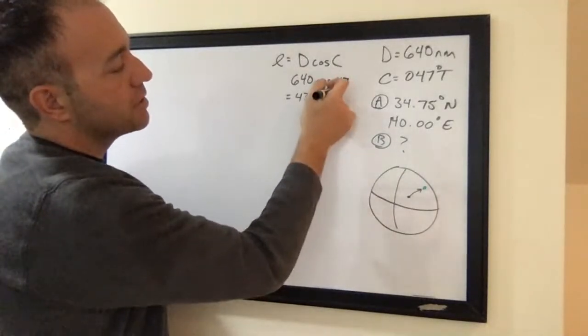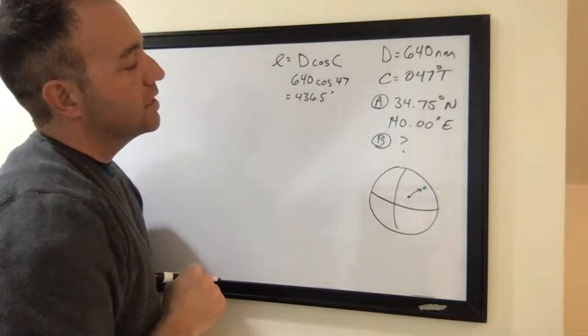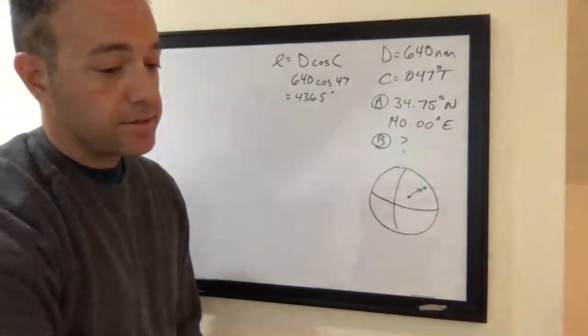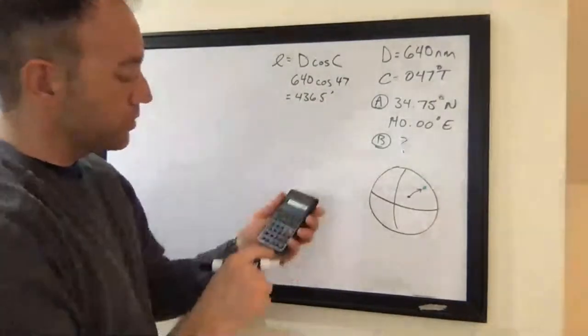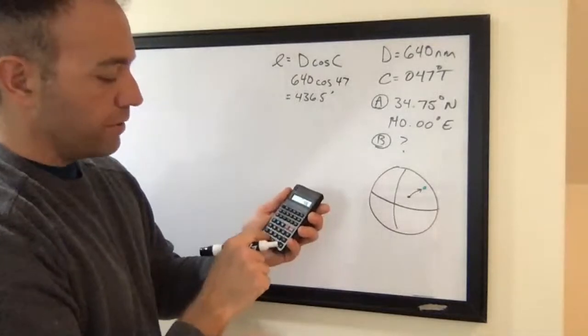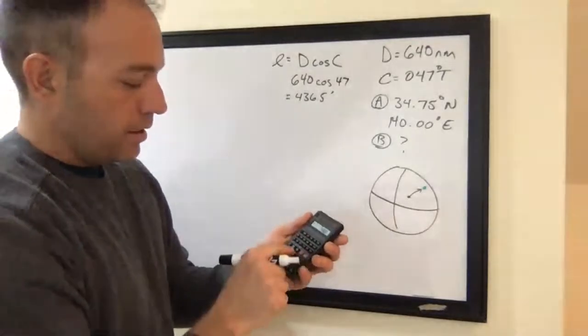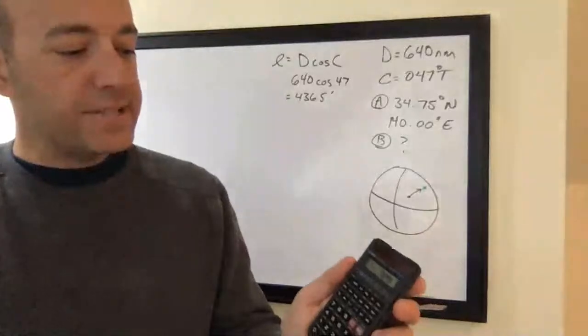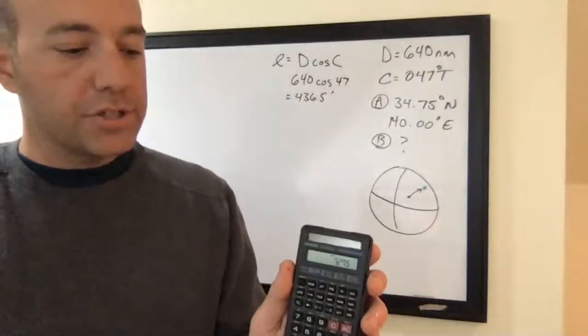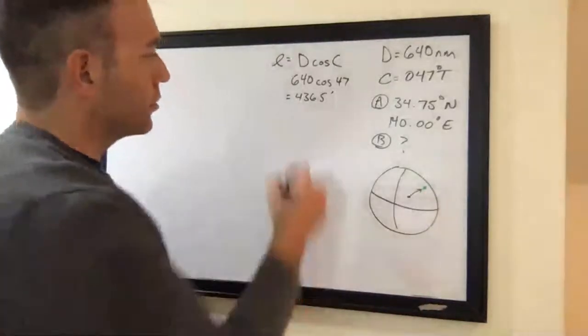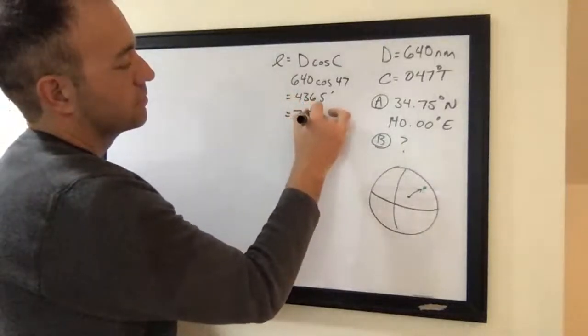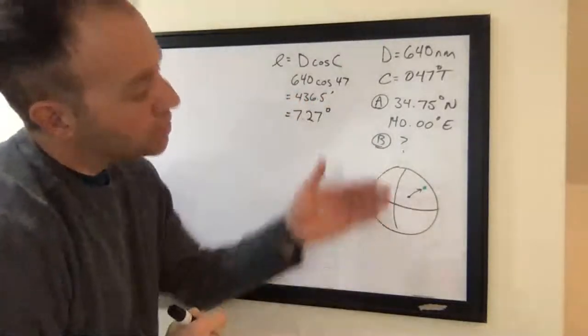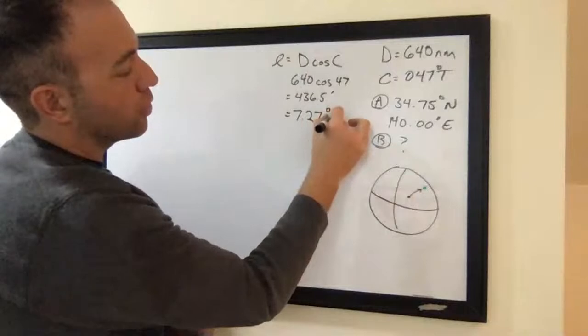For latitudes, nautical miles is equivalent to minutes. So we need to turn that into degrees before we figure out what we're doing. So 436.5 divided by 60 is 7.27 degrees. And in which direction did we go? We went to the north.